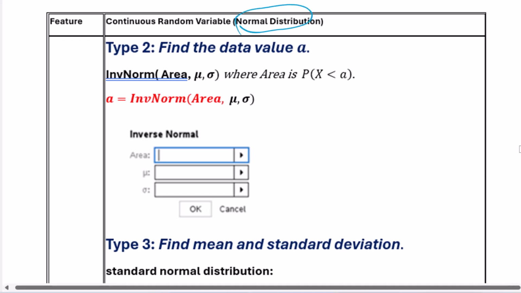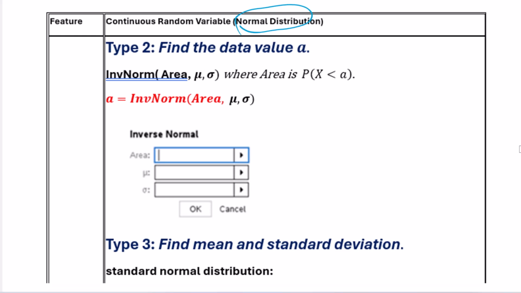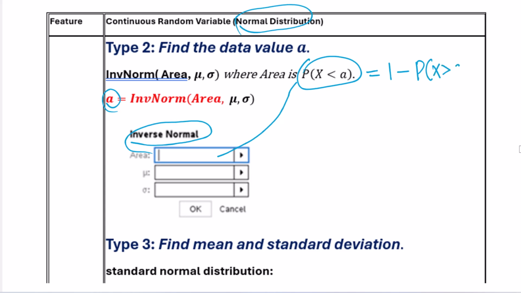Find the data value A. We've got to use inverse normal to figure out any specific value A. Remember, for this area means the probability of x less than A. In other words, you are supposed to figure out the probability of x less than A. Then you can figure out the specific value A. This probability of x less than A equals 1 minus the probability of x greater than A.